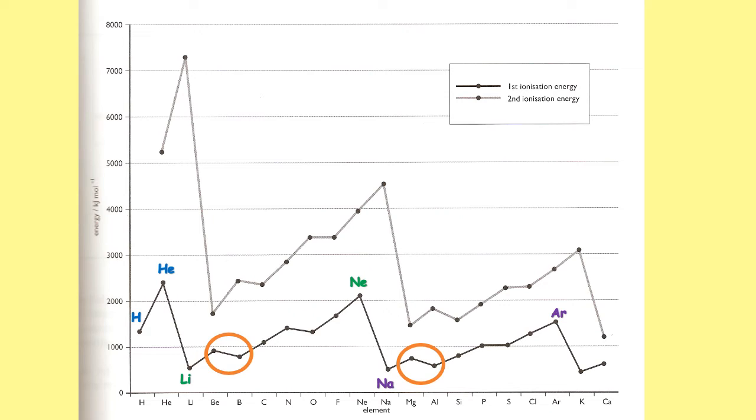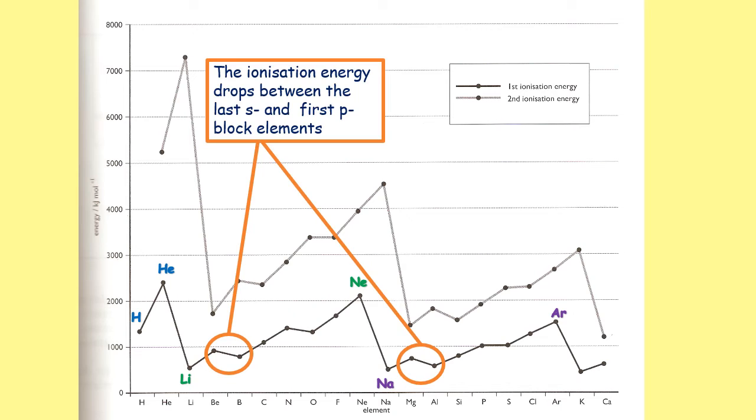So the first area where we see an issue is between beryllium and boron for the second period and magnesium and aluminium for the third period. This is between elements in group 2 and elements in group 3 of the periodic table. So we see a drop in ionization energy between group 2 and group 3.